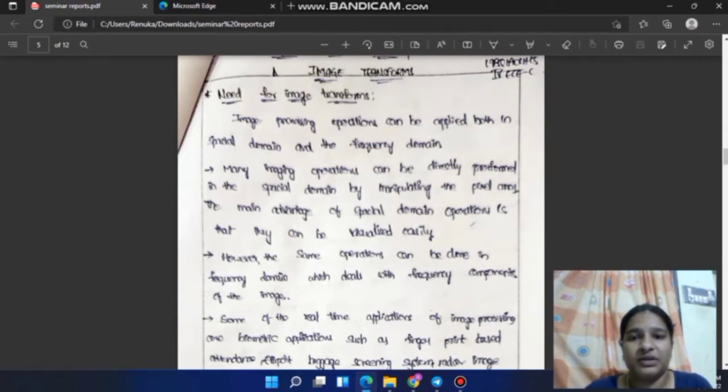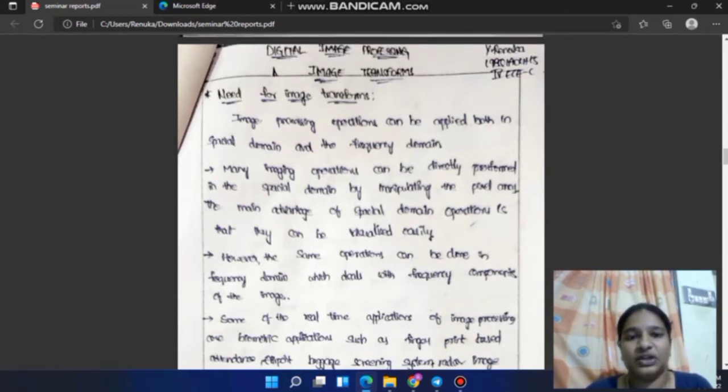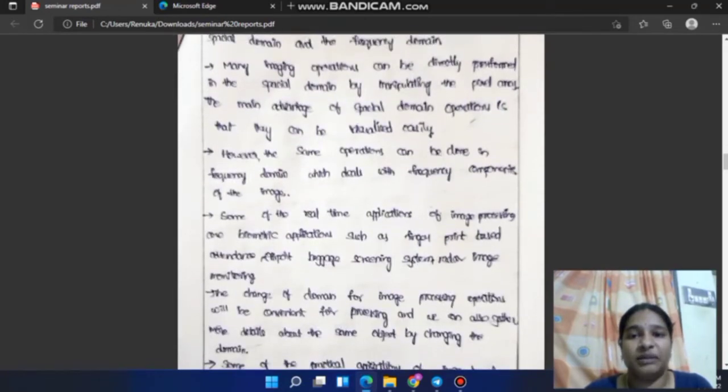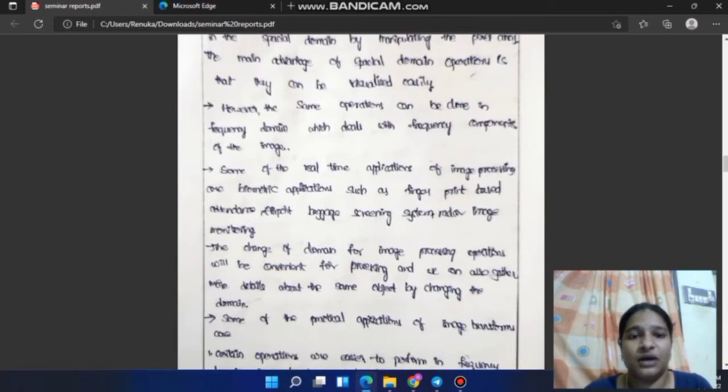Image processing operations can be applied both in the spatial and frequency domain. Many imaging operations can be directly performed in the spatial domain by manipulating the pixel areas. The main advantage of spatial domain operations is that they can be visualized easily. However, the same operations can be done in the frequency domain, which deals with the frequency components of the image.